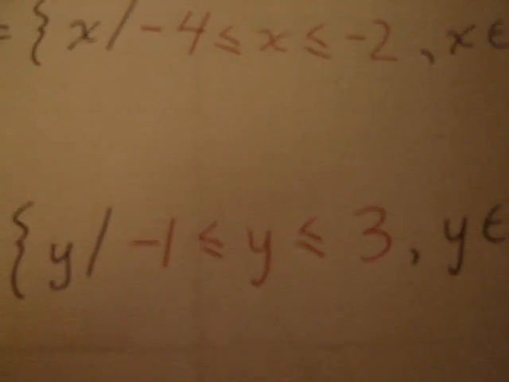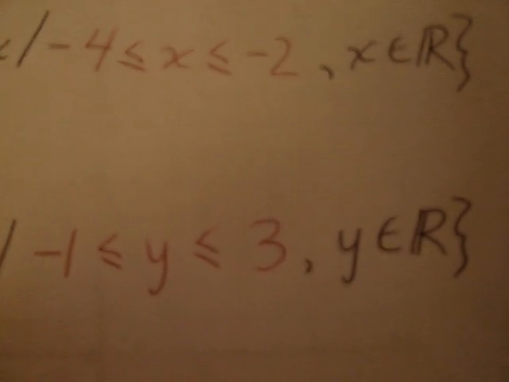Similarly, for the range, we look at the vertical component, the vertical axis, and we see it's everything from -1 to -3 inclusive. So that's what we write. The range is the set of all y's such that -1 is less than or equal to y, less than or equal to 3, y is an element of the reals. Moving to the next question.